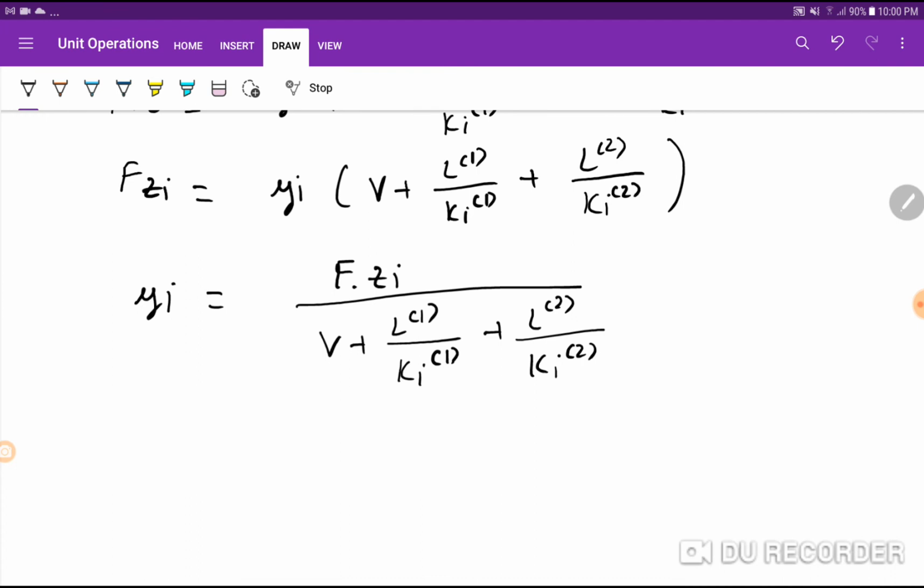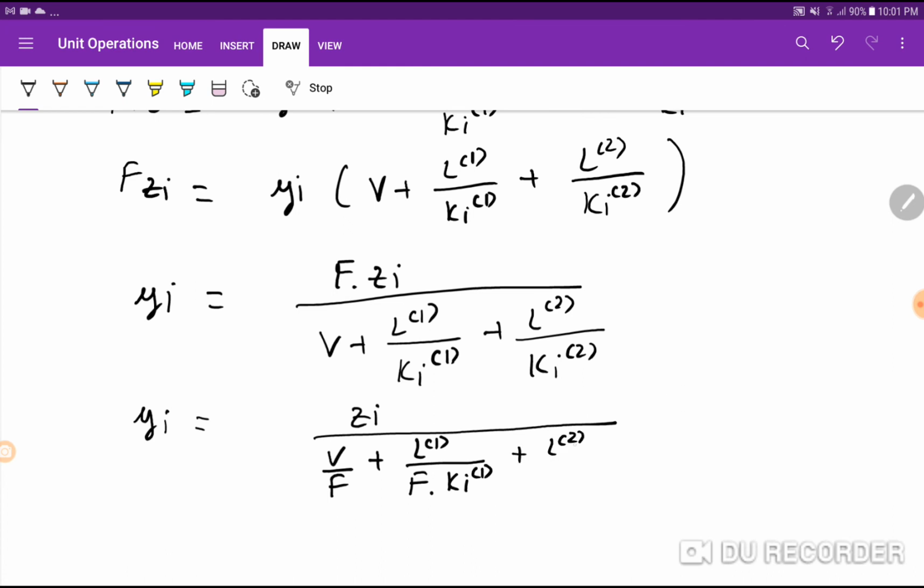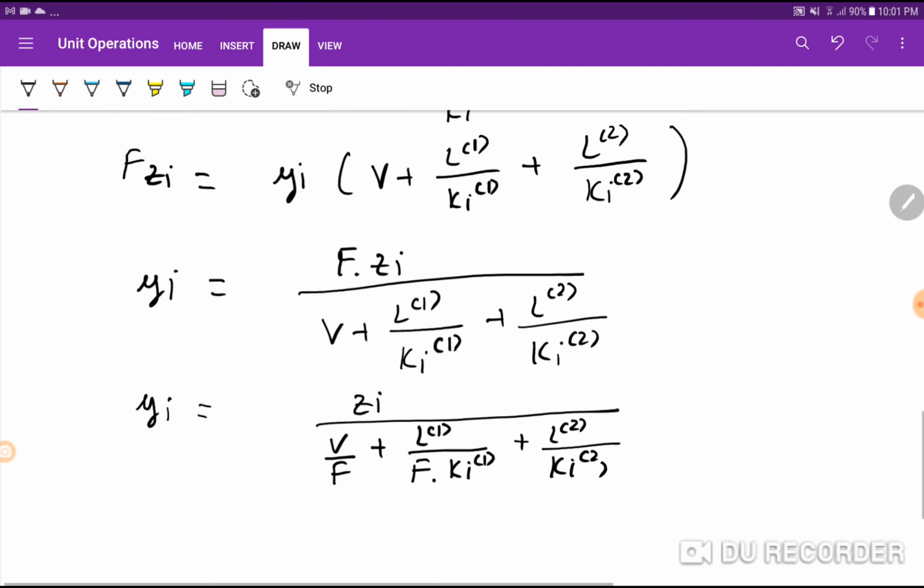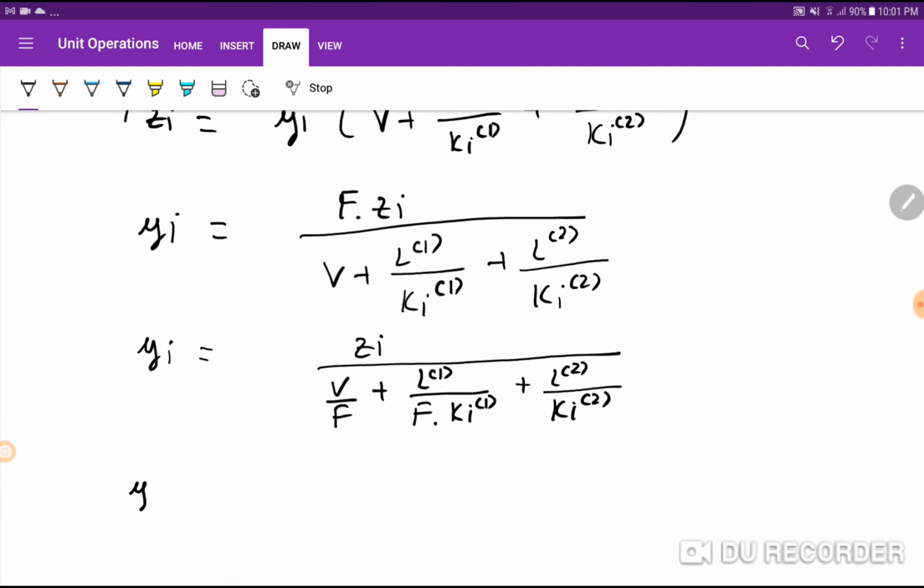Okay, so let me see. Please, the God of Algebra, I summon you right now. The God of Algebra whispered to me in Greek, and he said you divide both sides by F. So you divide Zi, the numerator, by F, you have Zi. If you divide the numerator by F, you have to divide the denominator as well. So you have V over F plus L1 over F times Ki1 plus L2 over Ki2. Okay, so yi equal to Zi over V over F.